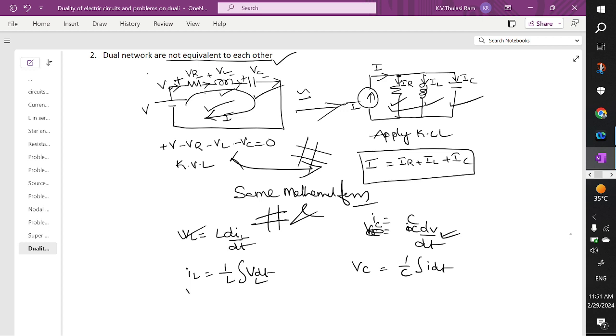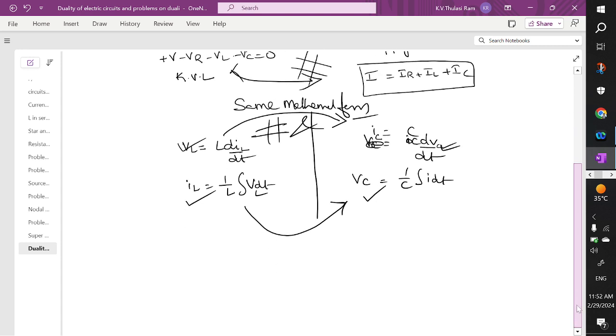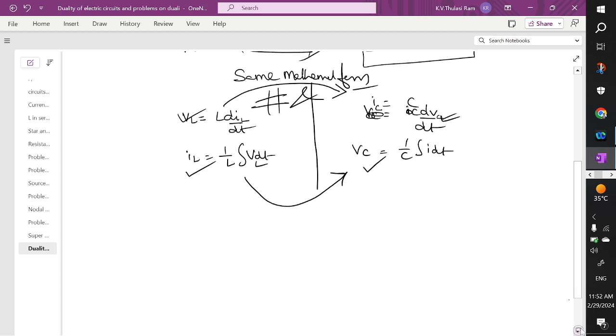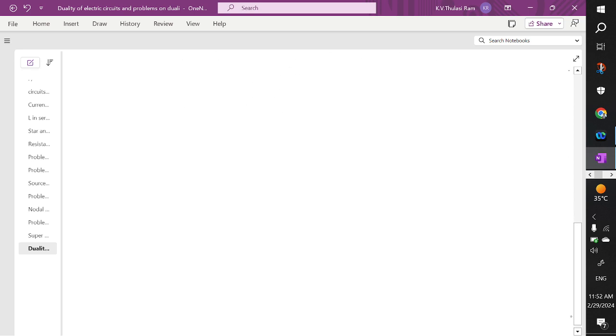So that's how we have the voltage across the inductor and the current across the capacitor, and the current across the inductor and the voltage across the capacitor. These are the two formats we can express. So in the dual network, voltage is nothing but the current across the capacitor, and the current across the inductor is nothing but the voltage across the capacitor. Let's try to do some analysis of duals of each other. We'll take each element and try to draw its dual element, one by one.